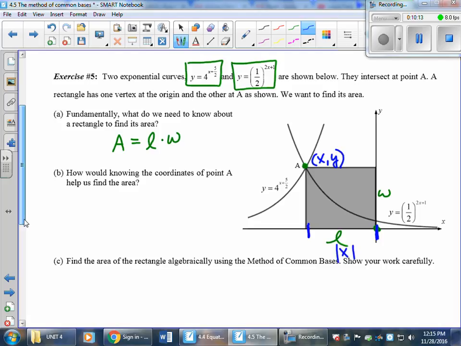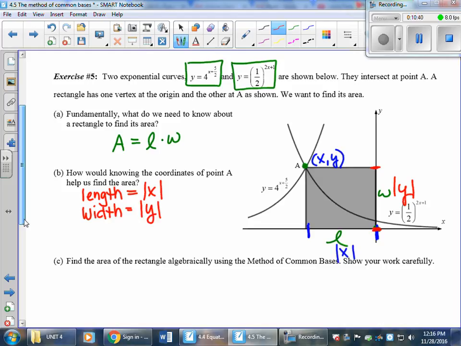And the y is going to represent the distance from down here to up here. And this is going to be our y. Now, y is going to be positive, but just to make sure, we're going to call that one the absolute value of y. So we can write that down. The length is going to equal the absolute value of x, and the width is going to equal the absolute value of y.